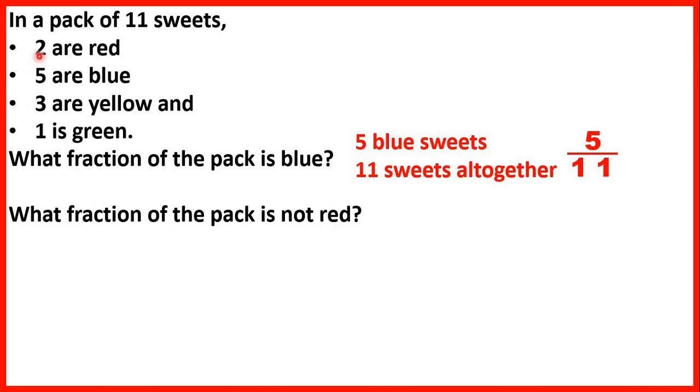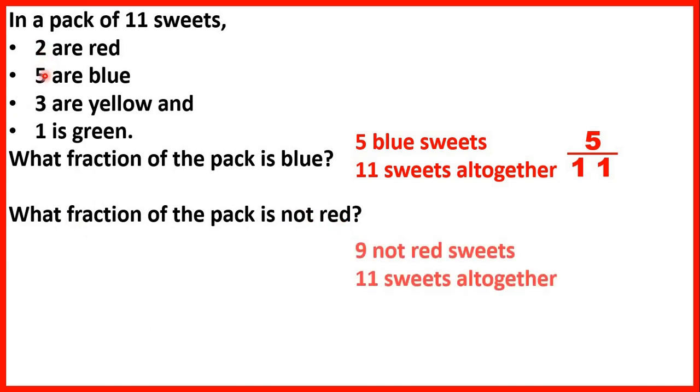Now, what fraction of the pack is not red? So we only have 2 red sweets, so that means that 9 of our sweets are not red, because 5 plus 3 plus 1 is 9. And again, we have 11 sweets altogether, so our fraction is 9 over 11.